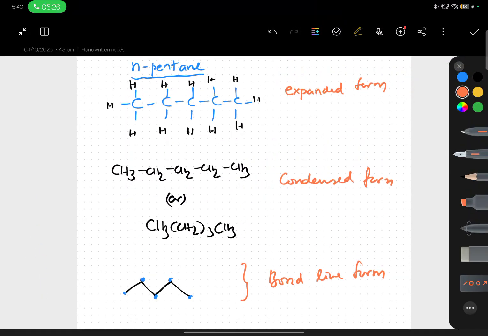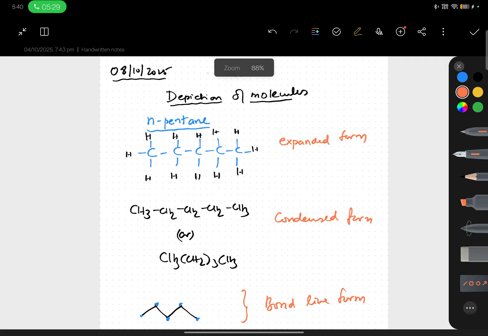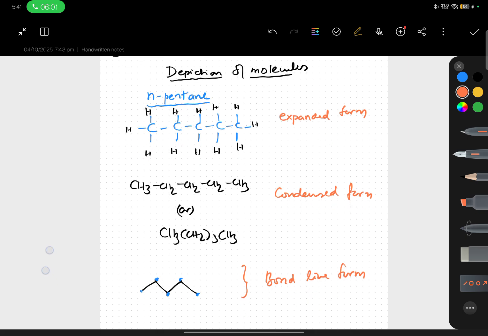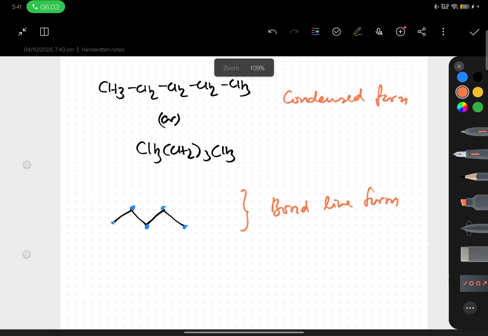So if you take a molecule called N-pentane, you can write all the carbons in a straight chain, because N-pentane means it's a straight chain compound. Write the molecule in a straight chain and balance the hydrogen by projecting the hydrogen outside, because the valency of carbon is 4. Similarly, if you write them in the condensed form like CH3, CH2 three times, CH3, we call it the condensed form. Or you write it in a single line like this, it's called bond line form.